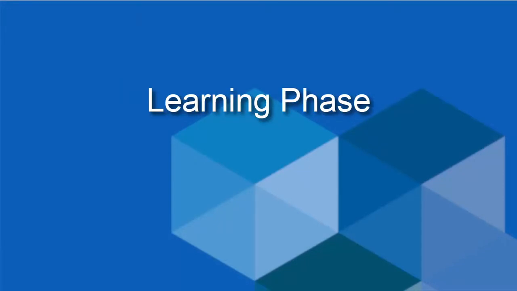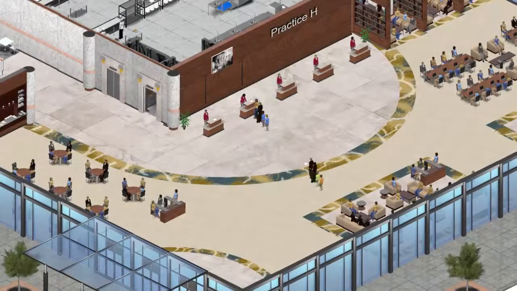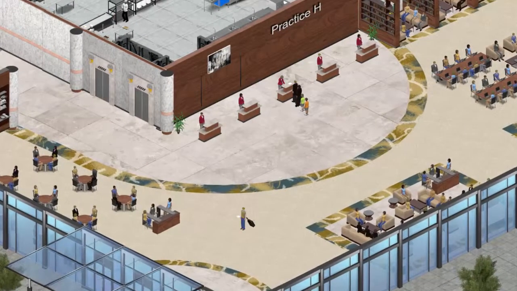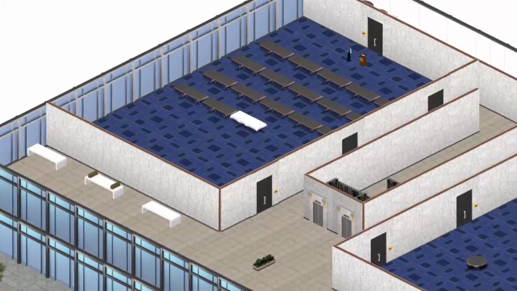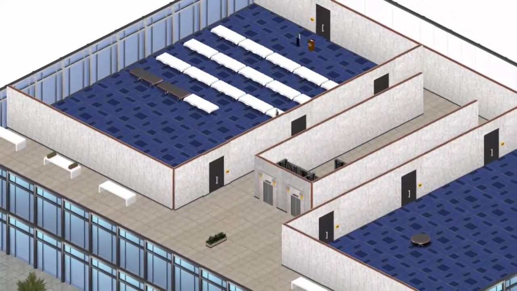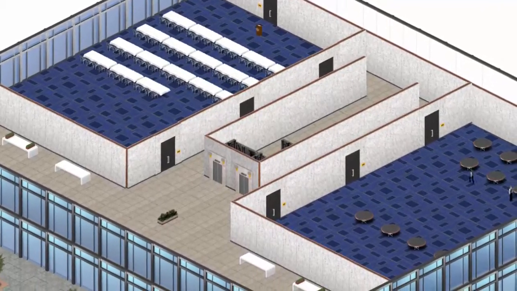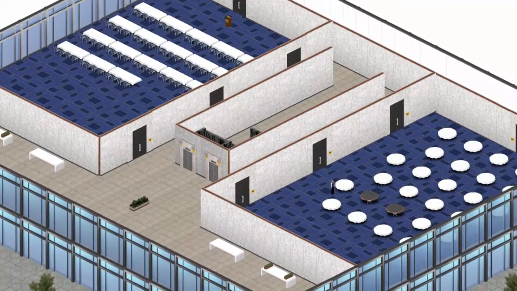In the learning phase, students are in charge of group sales for a practice hotel that has meeting rooms that can be used for both group meetings and group banquet dining. Students learn the process of grouping and ranking prospective meeting customers to determine the most profitable.